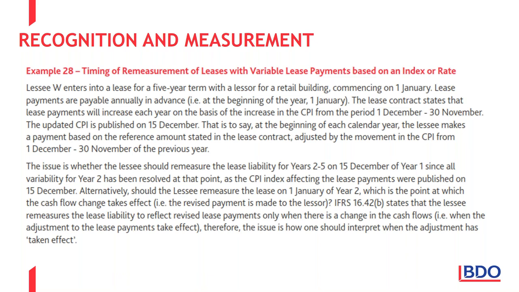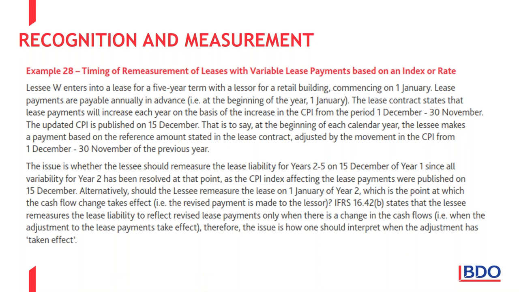of the previous year. Now, the issue we've got here is whether the lessee should remeasure the lease liability for years 2 to 5 on 15 December of year 1, since all variability for the year 2 payments have been resolved. So that's really the question. Do you wait for 1 January to remeasure when you first make the new payment? Or would you say, hang on, I know what the payment is on the 15th of December. There's no more variability, and therefore update our calculation on the 15th of December.